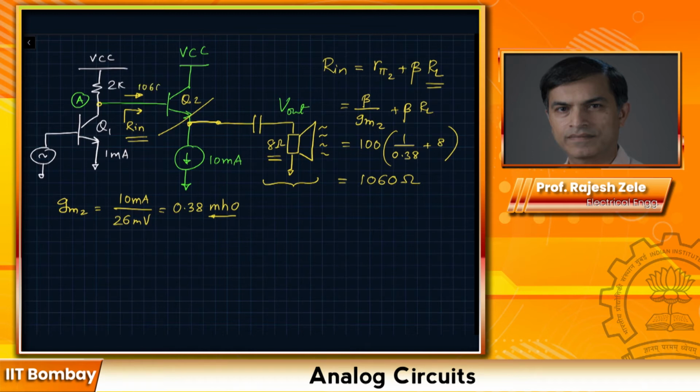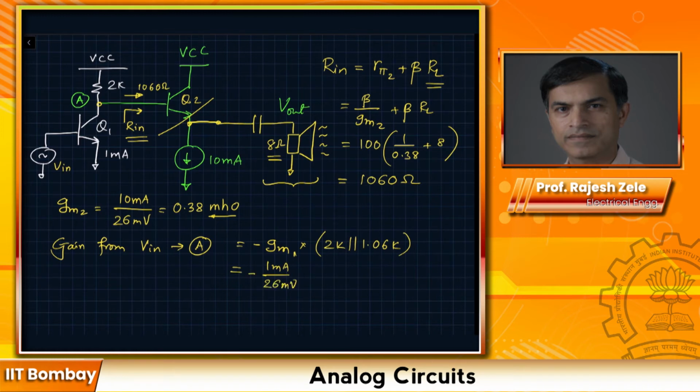So the resistance looking into the base of Q2 is now 1060 ohms. What is the gain of the first stage, going from Vin to node A? The gain from Vin to node A is equal to minus GM1 times RL, where RL is 2K in parallel with 1.06K. So this looks like 1 milliamp divided by 26 millivolts multiplied by 693 ohms, which is approximately minus 27.